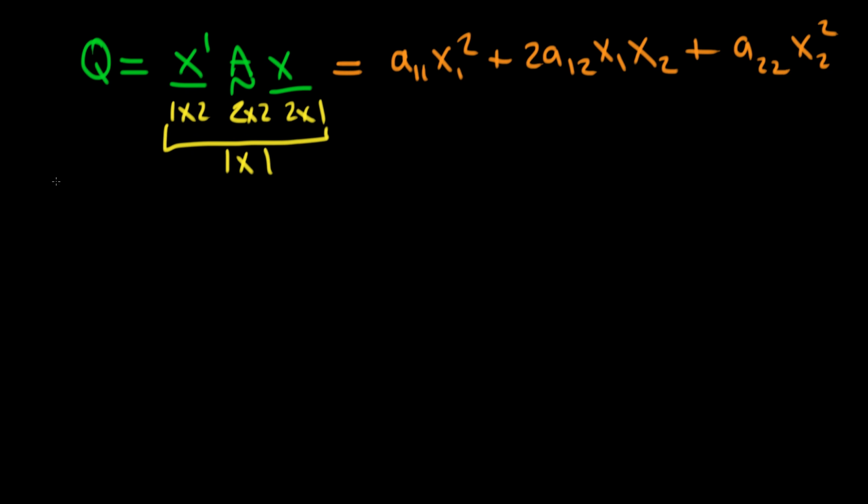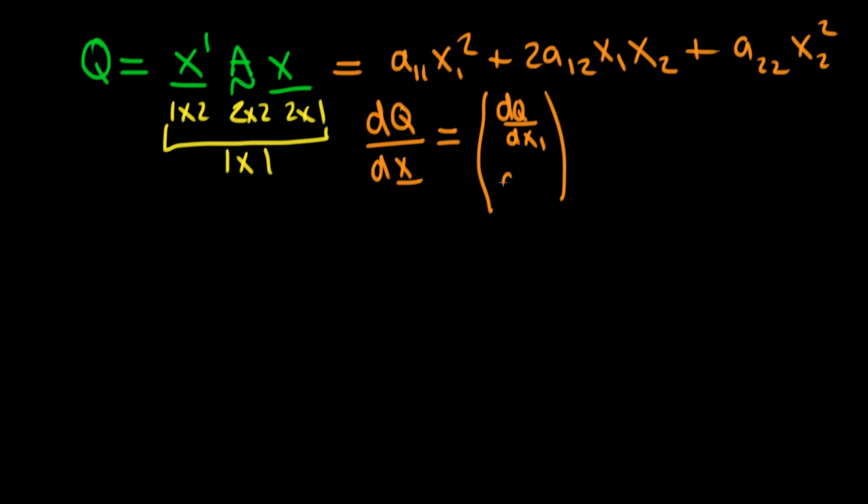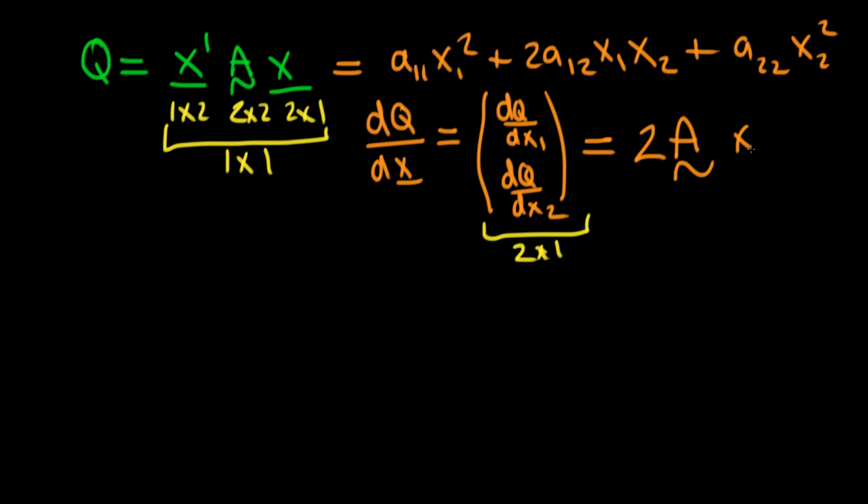And then we talked about what it means to differentiate our scalar Q with respect to our vector X. We said that it must have the same dimensions as our vector X, with the first entry being dQ over dx1 and the second one being dQ over dx2. Notice that this has the same dimensions as X, it's just a 2 by 1 column vector. And we found that we could write this as 2 times our original matrix A times our column vector X.